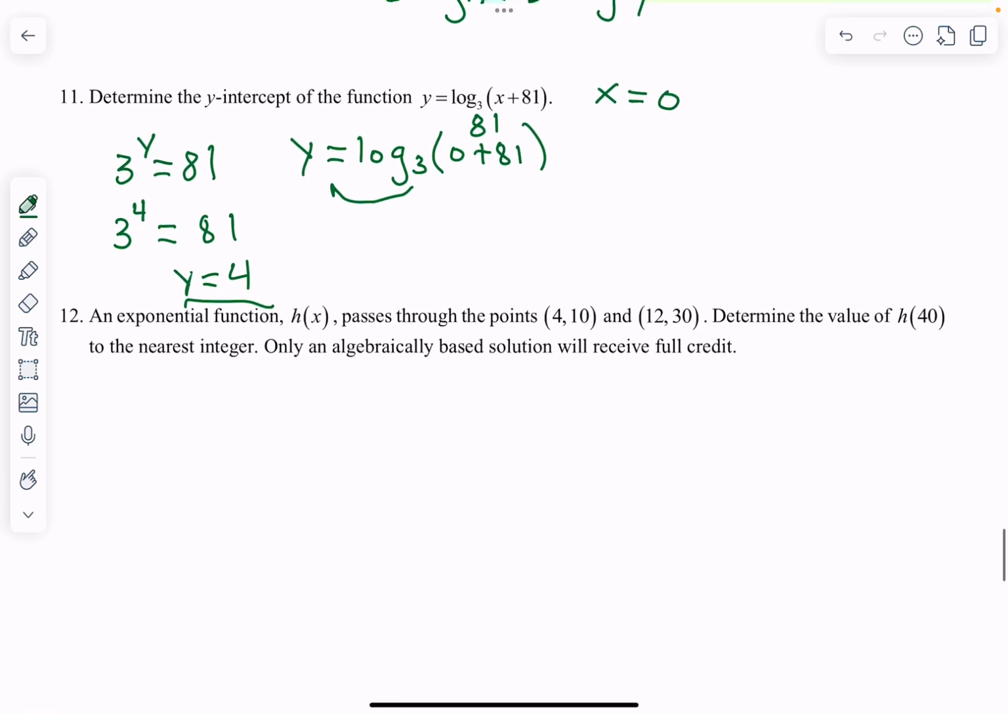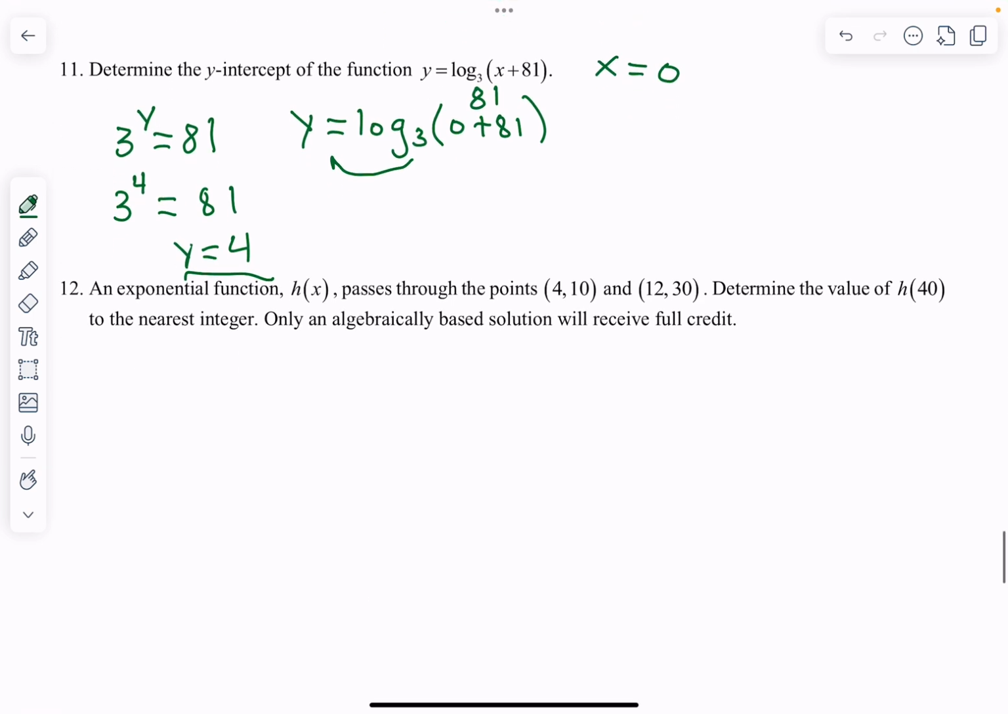So earlier in the part A's, we had 2 points and an exponential function, right, for h of x. Okay, I like to use y. Y is equal to a times b raised to the x power. So we have 2 points. We have 4 and 10. That's 4 is the x, 10 is the y, and we have 12 and 30.